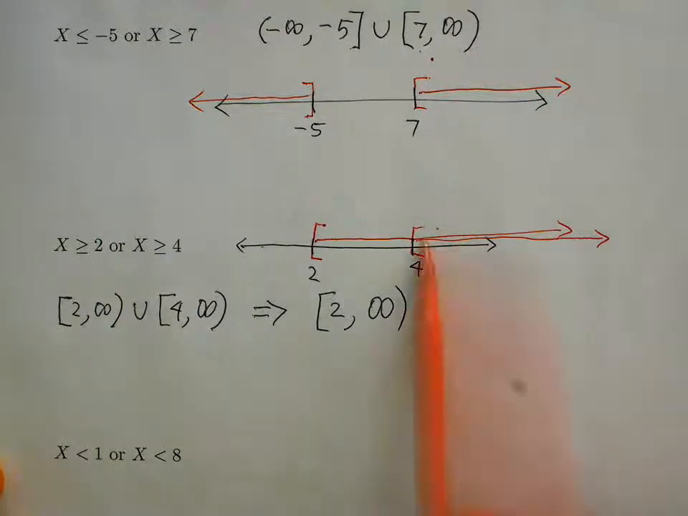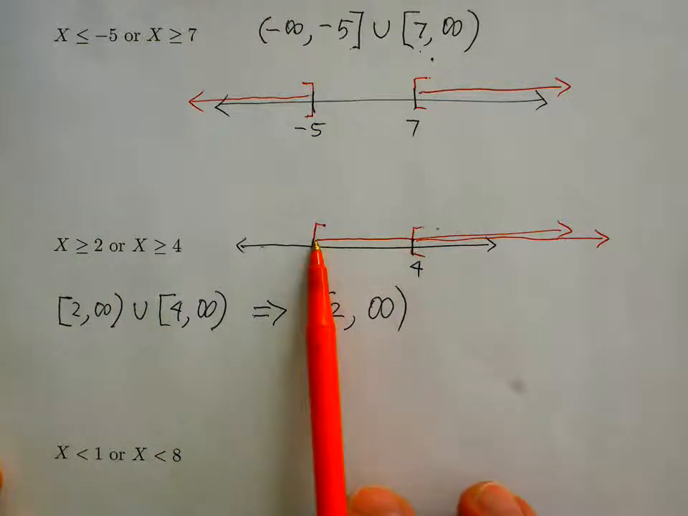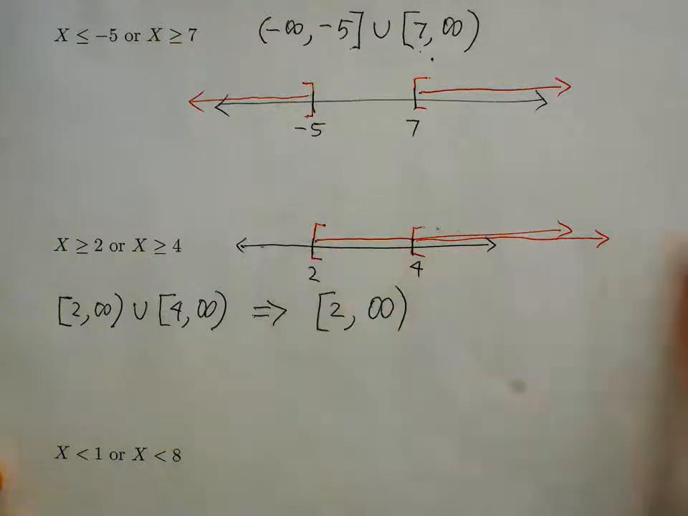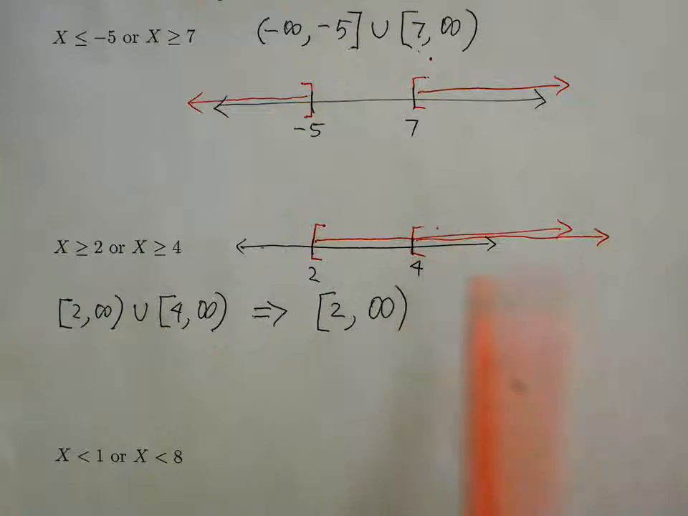The graph can help if you just remember that the word or means we're combining all of the numbers in both sets. It's just that some of the numbers are represented more than once, but that's okay. When we write the single set, then each number is in the set once. Any questions on that part?